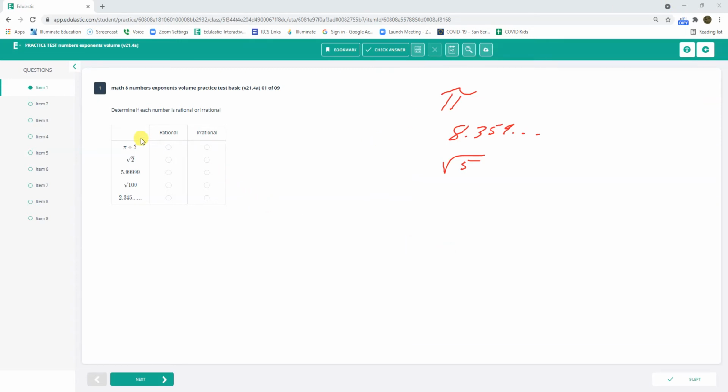That's how I know. Okay, it's got a pi, irrational. It's a square root of a non-perfect square, irrational. This is terminating, so it's rational. Square root of 100 is 10, it's rational. This is going on forever without repeating, which makes it irrational. How did I do? Correct answer.